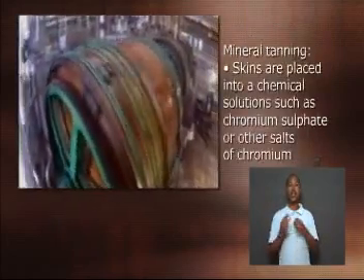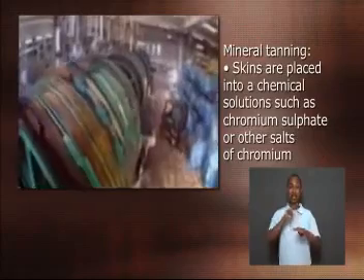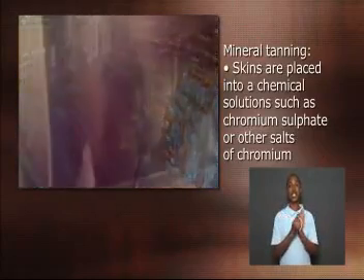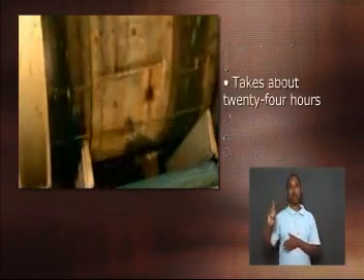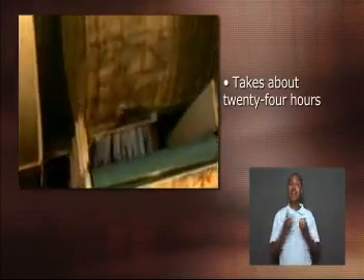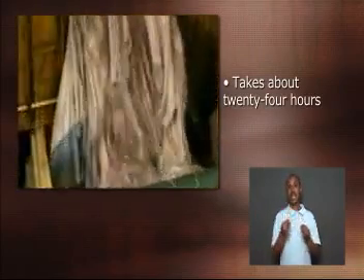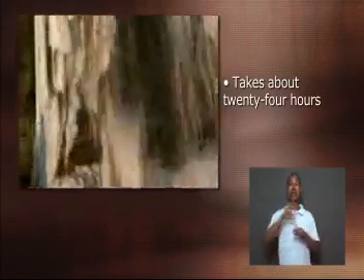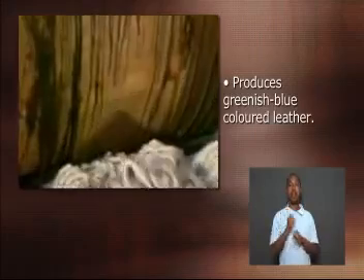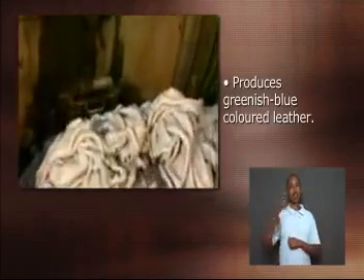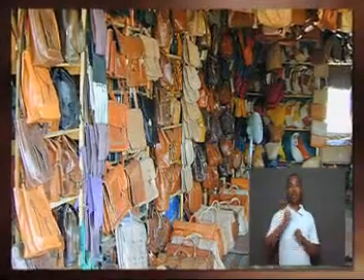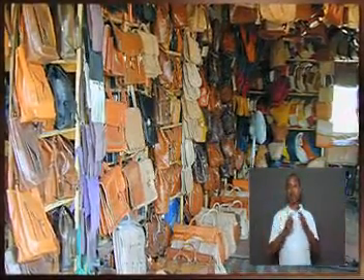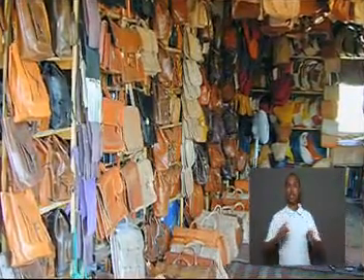During mineral tanning, the skins are placed into a chemical solution, such as chromium sulfate and other salts of chromium. Chrome tanning is much faster than natural tanning. It can be done in about 24 hours, and it produces leather that is a greenish-blue color, which comes from the chromium. Handbags and garments are often made from chrome-tanned leather because it is more flexible and stretchable.